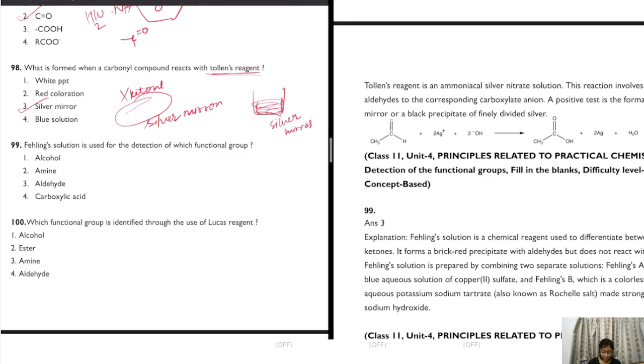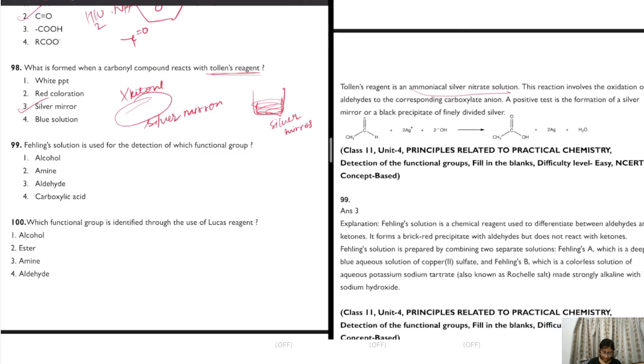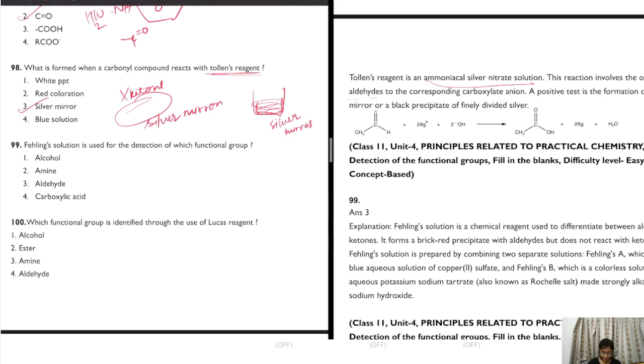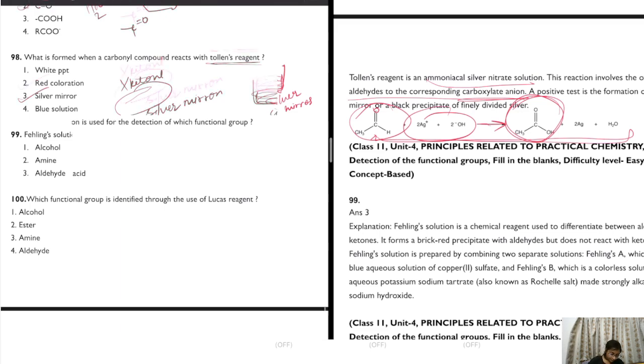Tollens reagent is ammoniacal silver nitrate solution and is used for the oxidation of aldehydes to the corresponding carboxylate ion. So this is how the reaction takes place. We have the aldehyde group and Tollens reagent, which then gives the corresponding carboxylate ion.